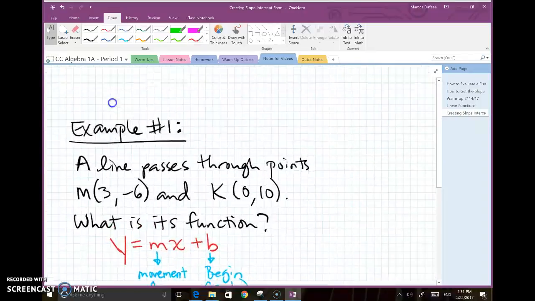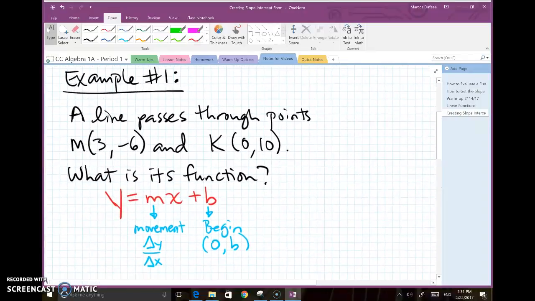So let's take a look at example 1. Example 1 says, a line passes through points m, which is at 3, negative 6, and k, which is at 0, 10. What is the name of this function?